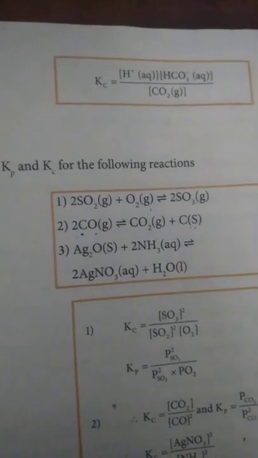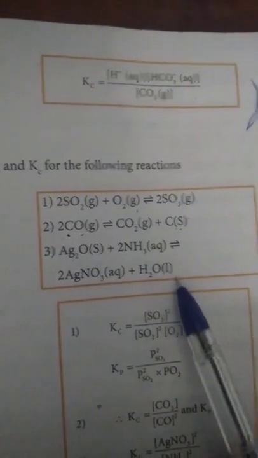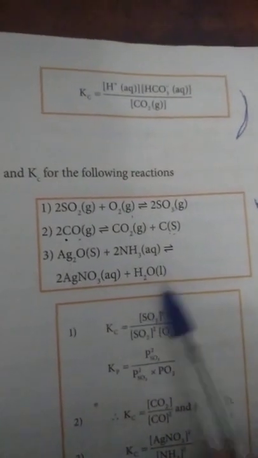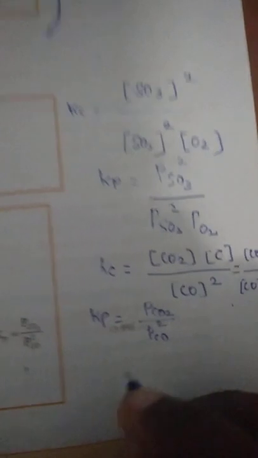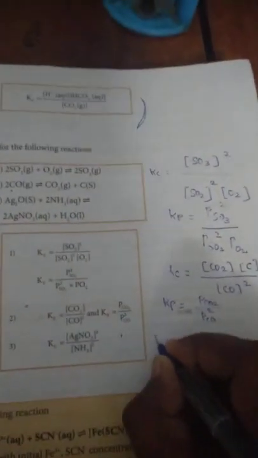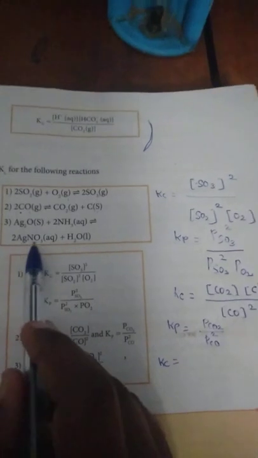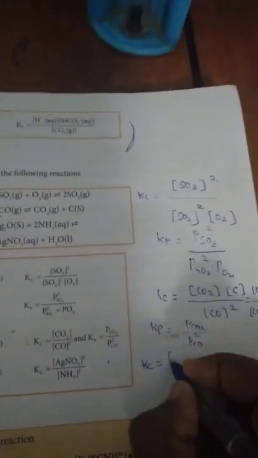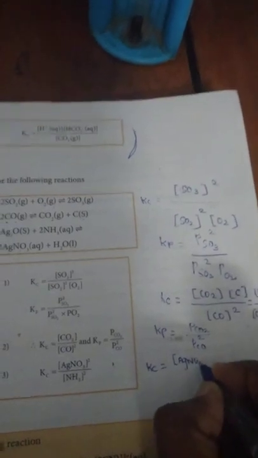Then see the third example: Ag2O plus 2NH3 gives 2AgNO3 plus H2O. Here liquid is present, so the liquid water molecule remains constant. Tell the answer. First Kc is equal to product AgNO3 and H2O. So concentration of AgNO3 power 2 into concentration of H2O divided by reactants, concentration of Ag2O into concentration of NH3 power 2. Understand?